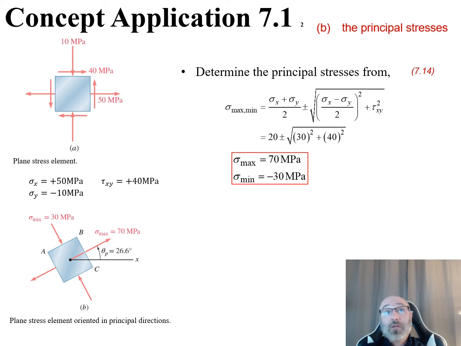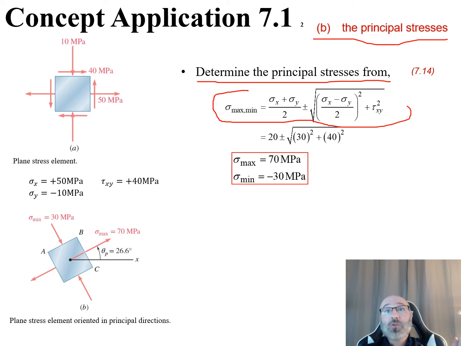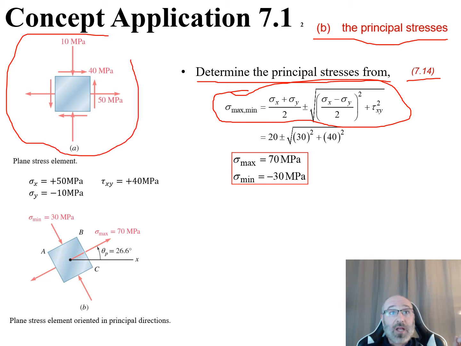So now we've gone ahead and completed our solution for part A. We can go back to our setup page, back to our original problem statement, and ask, okay, what's next? Next is part B. We need to solve for our principal stresses. So we go back to our procedure for analysis. For this step, looking for our principal stresses, we're going to determine the principal stresses from our governing equation, which is shown here for our sigma max min, which relates back in our textbook to equation 7.14. Now you can see I've redrawn that same plane stress element up here.